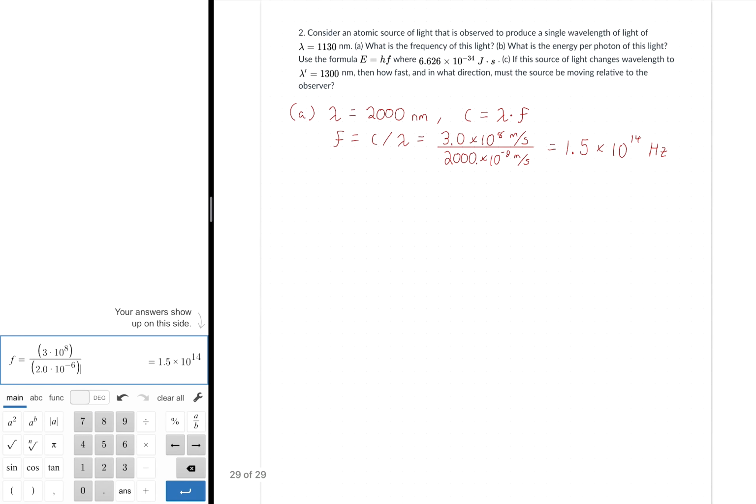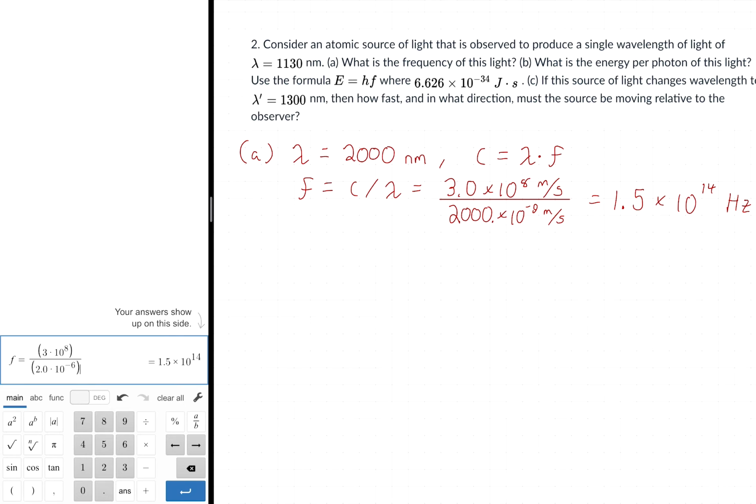Moving on to B, we're asked to find the energy per photon for this light. That brings us to the second most important and common formula when you're working with light: the energy of an individual packet of light, the smallest piece that you can break light down into, called a photon, a particle of light, is equal to a constant of the universe called Planck's constant times the frequency of whatever type of light you are talking about. In this case, our 2000 nanometer infrared light.